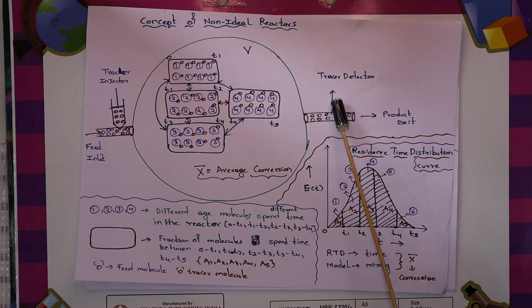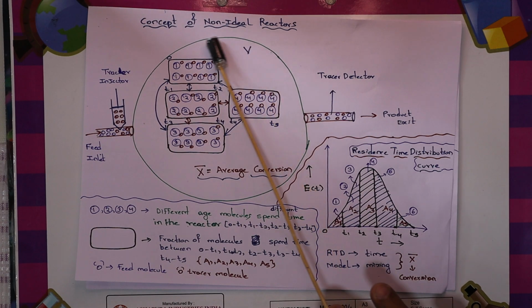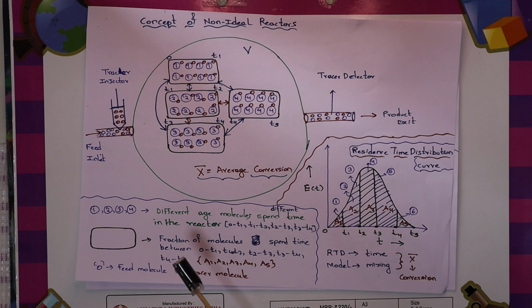Based on the information, I can find how many molecules are spending less time in the reactor, and how many molecules are spending more time in the reactor. So I can identify, on average, what is happening inside the particular reactor using the tracer curve experiment. Depending upon the measurements of the tracer at the exit, I can figure out what is happening in the particular non-ideal reactor.